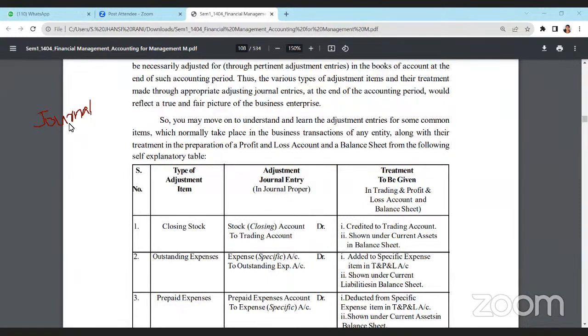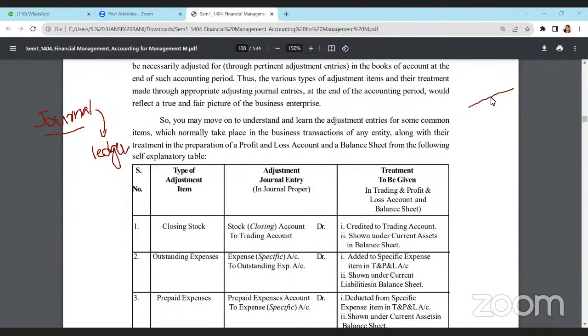Whatever entries I have made, which are called journal entries, I'll transfer or post into a separate account, which I call the ledger. Then what is this ledger? Ledger accounts are T-shaped accounts.